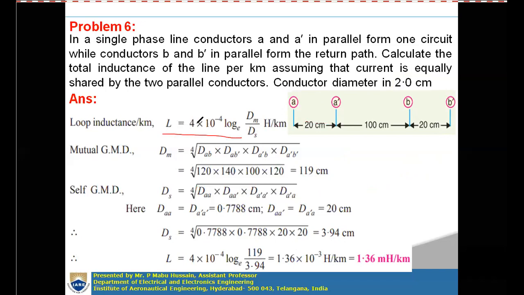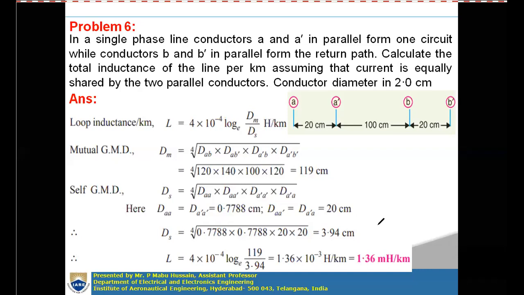Loop inductance is equal to 4 into 10 power minus 7 ln DM by DS in Henries per meter. If you want Henries per kilometer, then it is 4 into 10 power minus 4 ln DM by DS Henries per kilometer. If it is per meter, then you have to consider minus 7. Here you substitute all the values of DM and DS, and then you will get the final inductance value, which is 1.36 millihenries per kilometer.